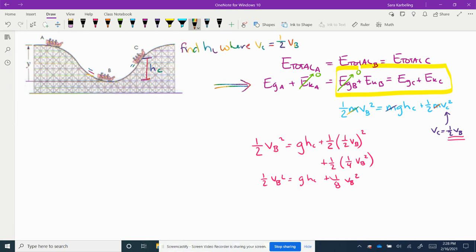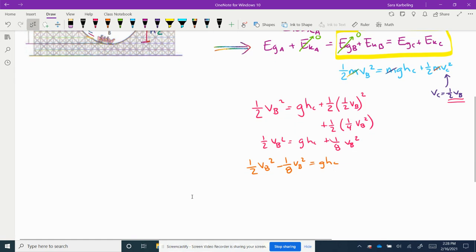So we can say, let's see, 1/2 VB squared minus 1/8 VB squared equals G times H sub C. And I can combine these now. I've got 1/2 and I'm going to subtract 1/8. So remember 1/2, that's going to be 4/8 minus 1/8. So that's 3/8 VB squared is equal to GH sub C.